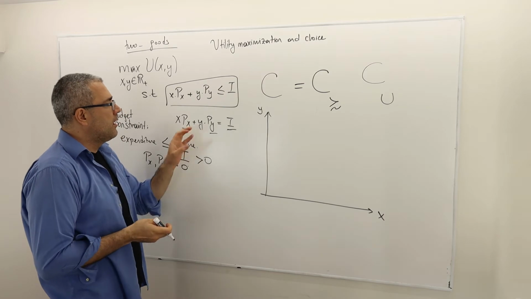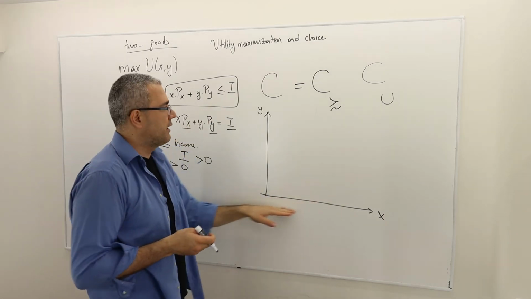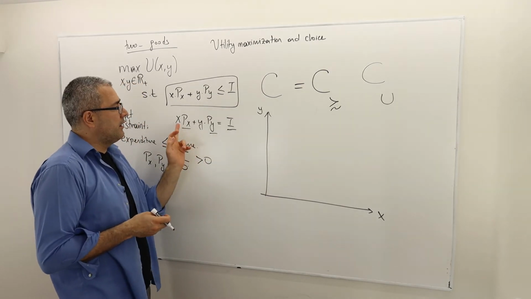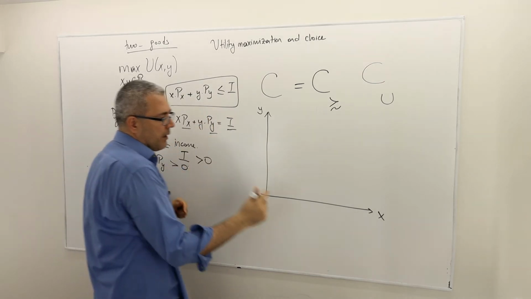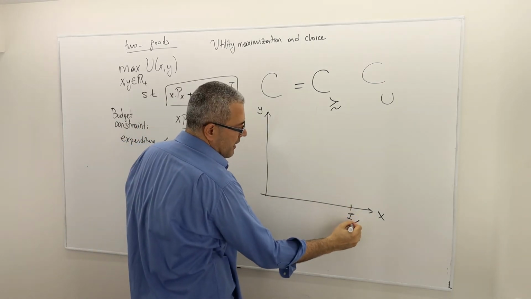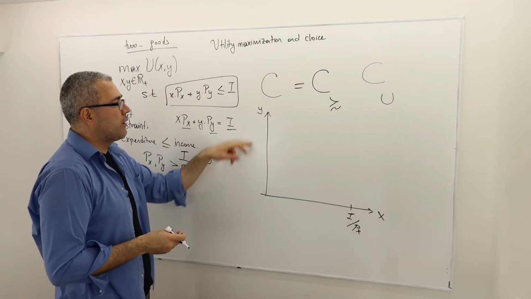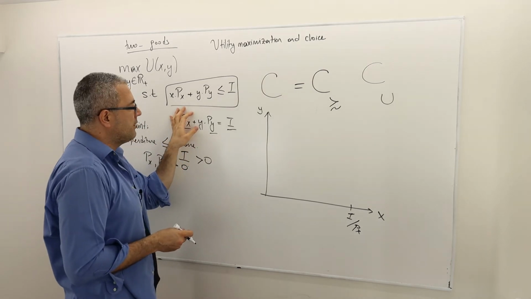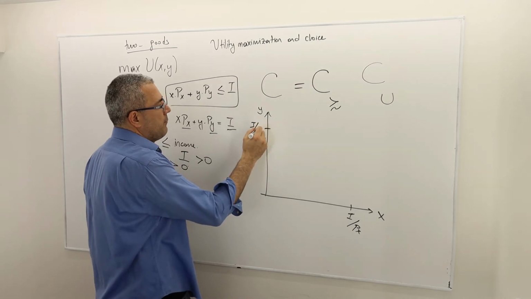Very simple. When Y takes the value of 0, we are on the horizontal axis, X. So X is therefore equal to income divided by PX. Let's say this is income divided by PX. When X is 0, that means we are on the Y axis, so we are finding the Y intercept. Y has to be equal to income divided by PY.